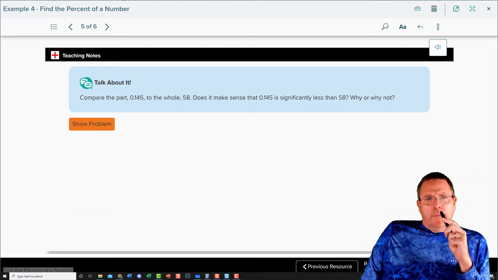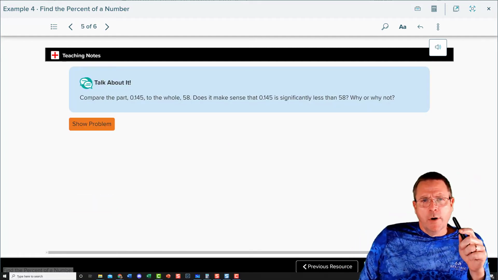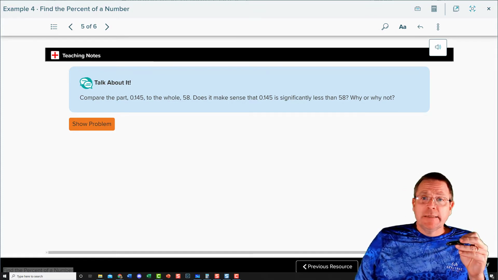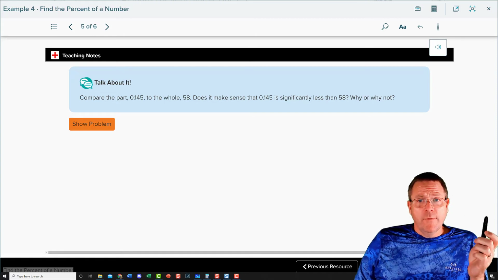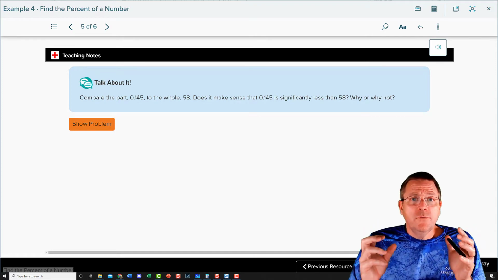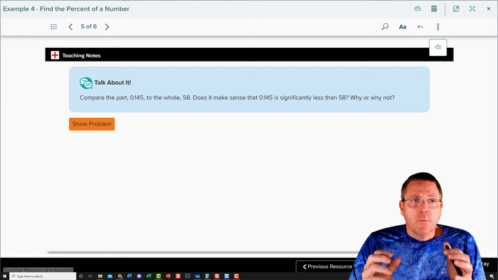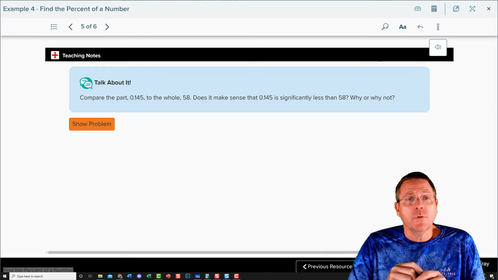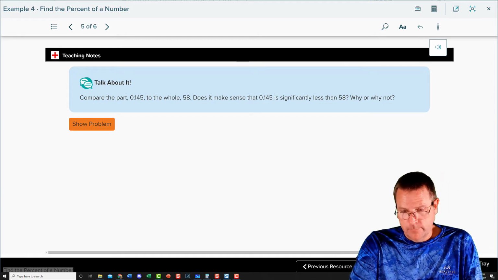Now let's think about this. Compare the part 0.145 to the whole 58. Does it make sense that the 0.145 is a whole heck of a lot less than 58? Yeah, because we're dealing with 0.25% of it. We're dealing with less than 1%, a teeny amount. So absolutely it makes sense that we're going to have a much, much smaller number.